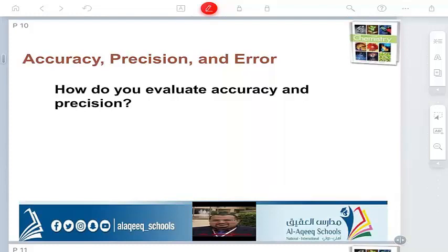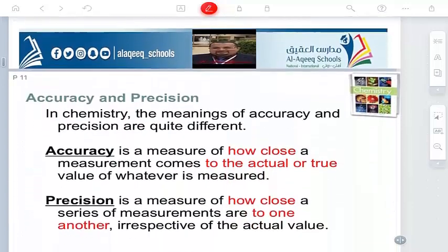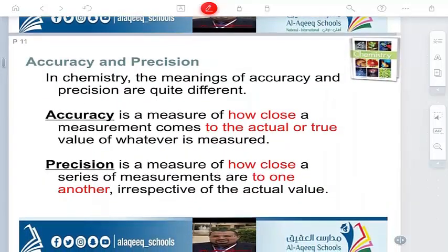Let's move to another thing. We have something called accuracy, precision, and error. What's the difference among them? Let's see. First, what is meant by accuracy and precision?